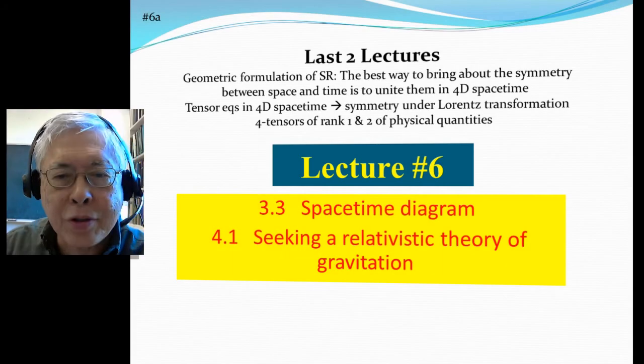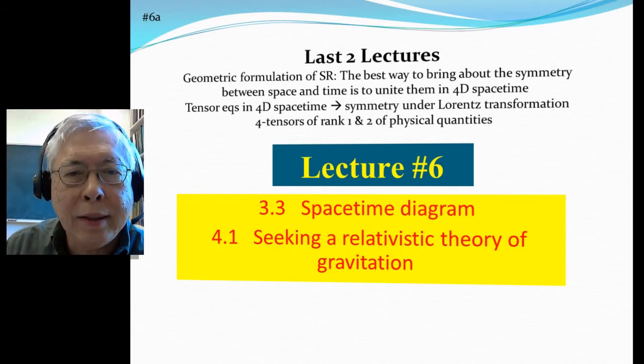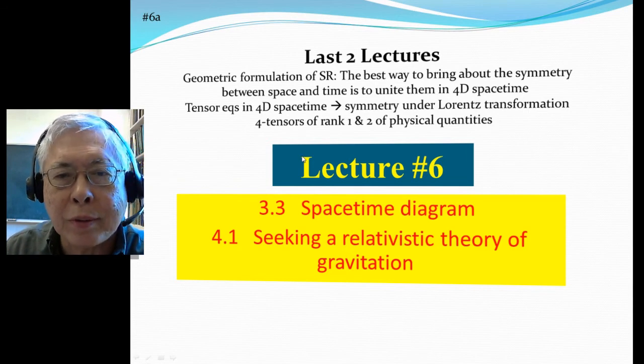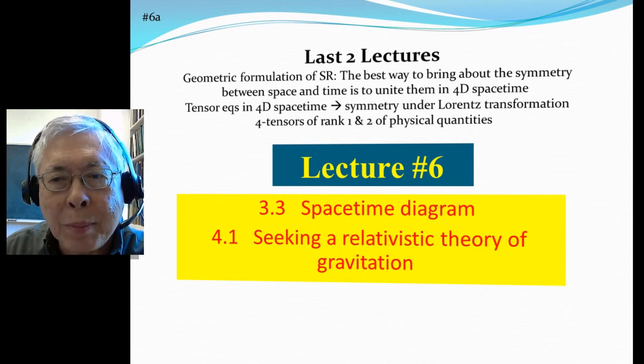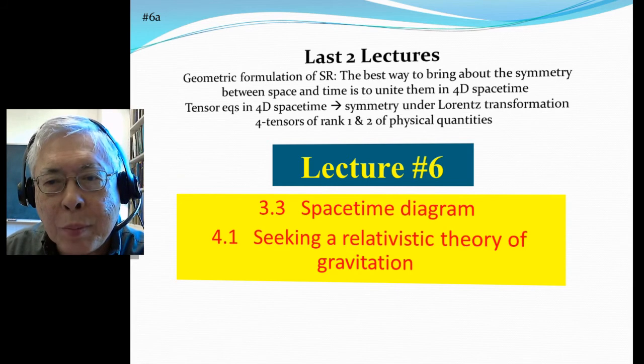Okay, it's lecture number 6. The last two lectures we talked about the geometric formulation of special relativity, where the message is that the best way to bring about the symmetry between space and time is to unite them in a four-dimensional space-time manifold. So if you're writing tensor equations in four-dimensional space-time, then the symmetry under Lorentz transformation is automatic.